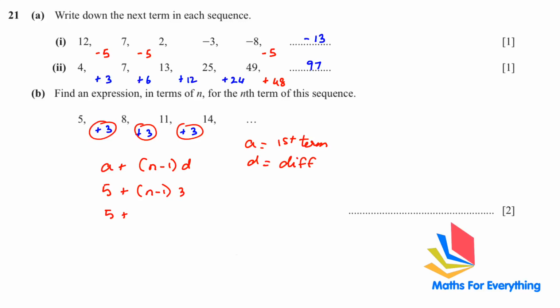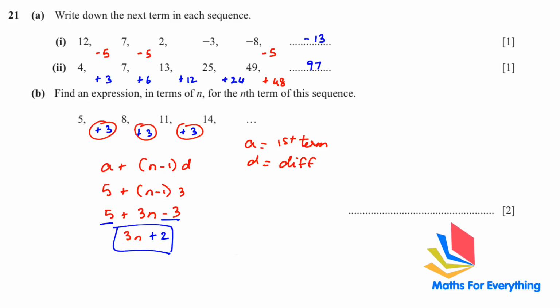Expand the bracket. 3 multiplied by n, 3n. Negative 1 multiplied by 3, negative 3. Add the like terms together. 5 minus 3 will give you plus 2. So you have 3n plus 2.